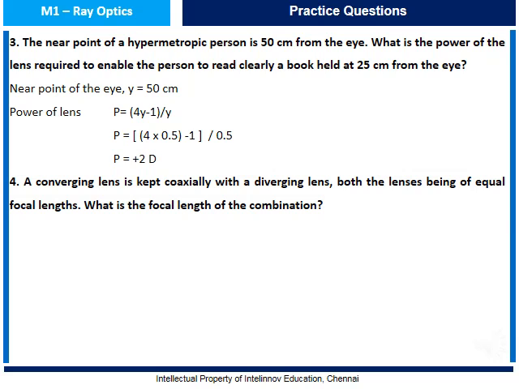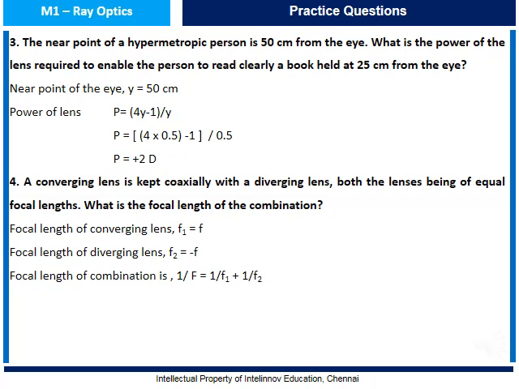Question number 4. A converging lens is kept coaxially with a diverging lens, both the lenses being of equal focal length. What is the focal length of the combination? So focal length of converging lens f1 equal to f, and focal length of diverging lens f2 is equal to minus f, and focal length of combination is 1 by f equal to 1 by f1 plus 1 by f2, which is 1 by f equal to 0. Thus f is equal to infinity.